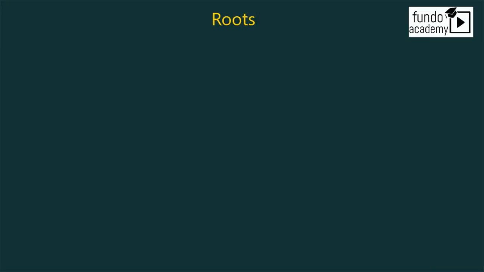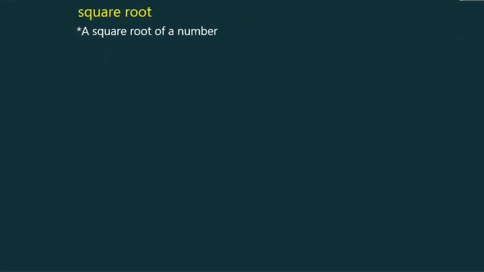In this video we're going to be talking about roots. So we're starting with what we call square roots. You need to know that a square root of a number a is any number that yields a when squared. So that's what we call a square root. Any number that yields a when squared is the square root of a.